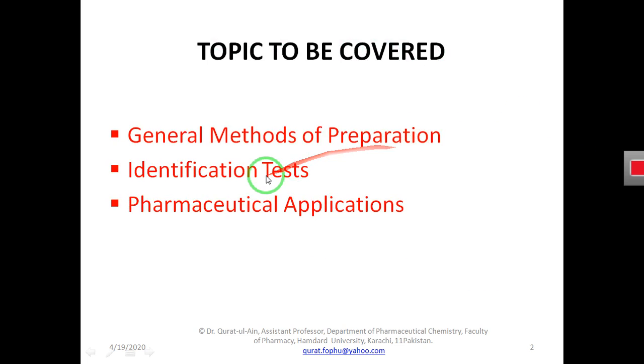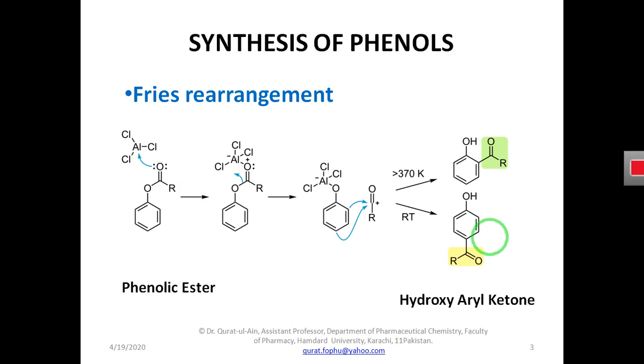So we are going to discuss the general method of synthesis of phenols, how phenols could be identified in the laboratory, and what are the applications of phenols, including pharmaceutical applications, its industrial applications, the use of phenols in food, and we would also discuss other medicinal applications of phenols.